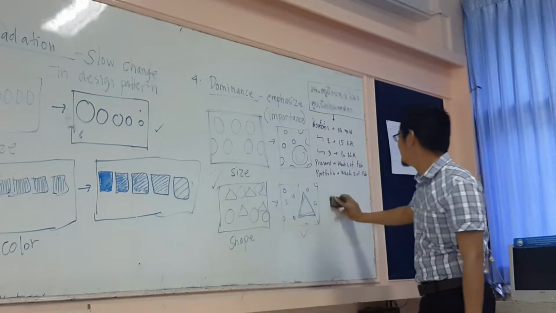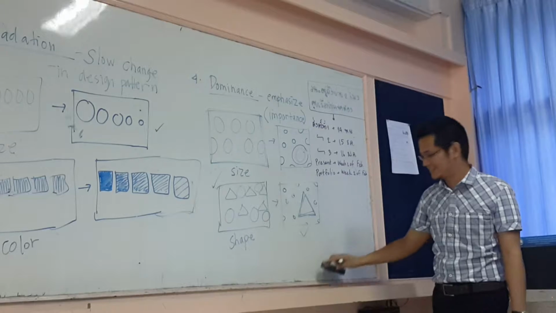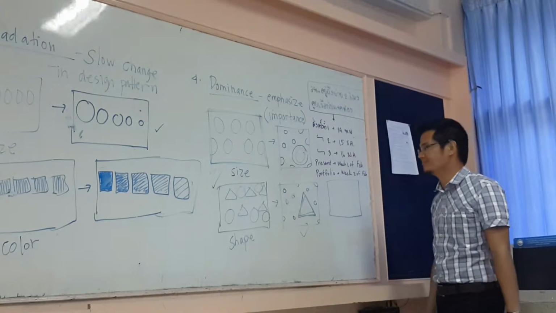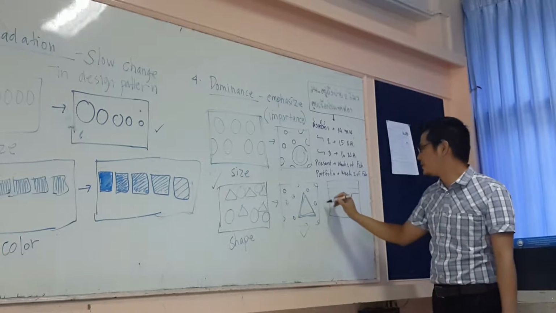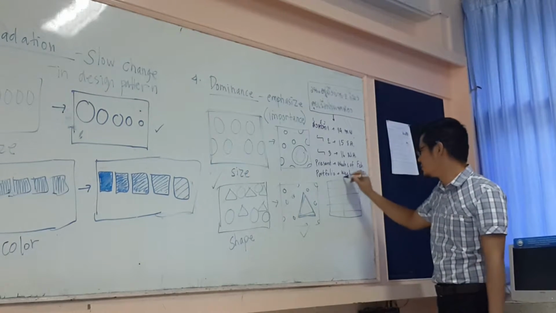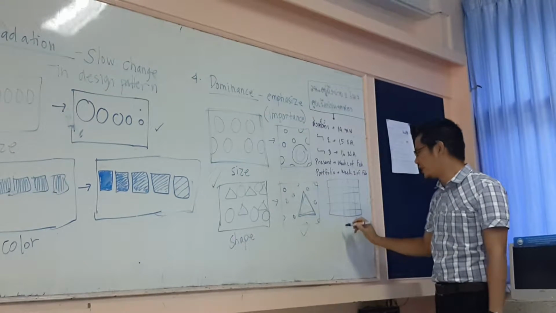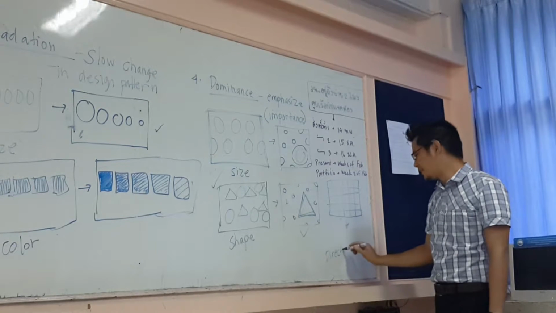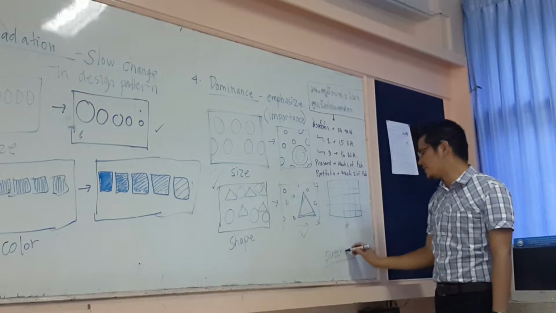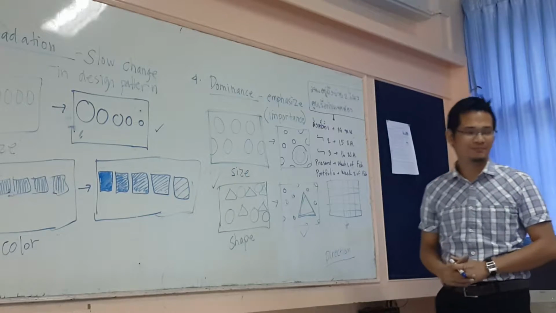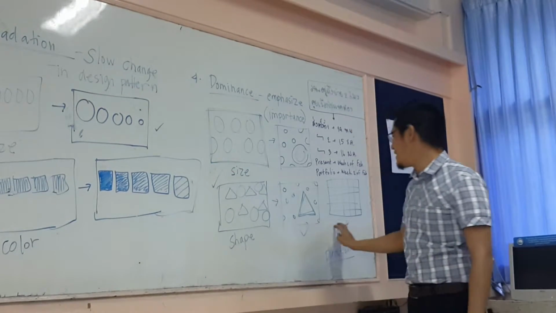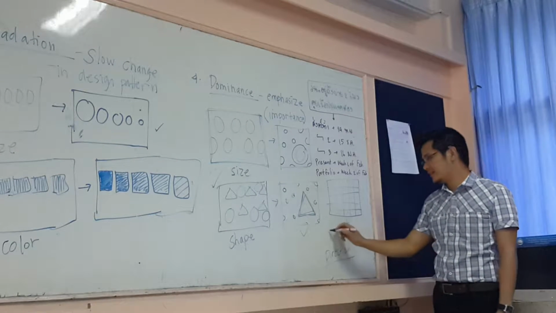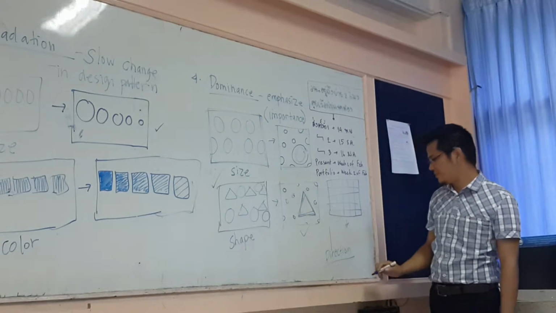Can I erase this part? Okay, last example. 1, 2, 3, 4. Okay, now let's apply dominance in direction. So this picture has equal numbers of vertical lines and horizontal lines. Okay. Give me space.